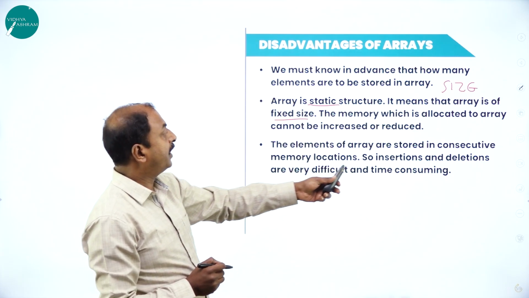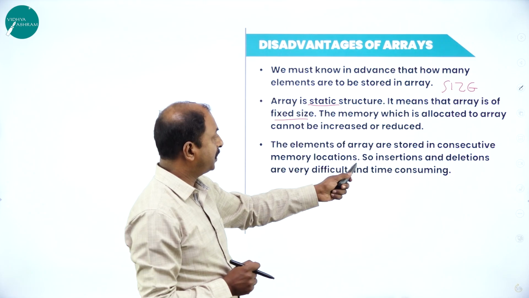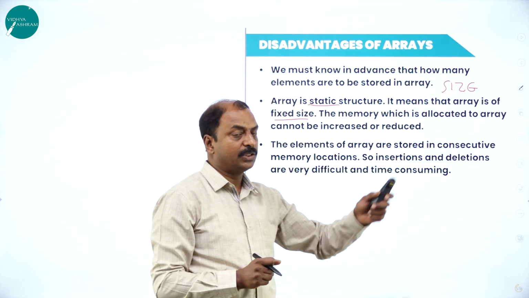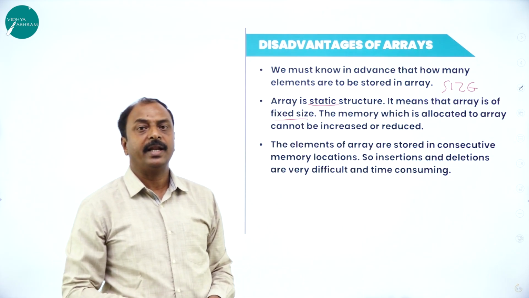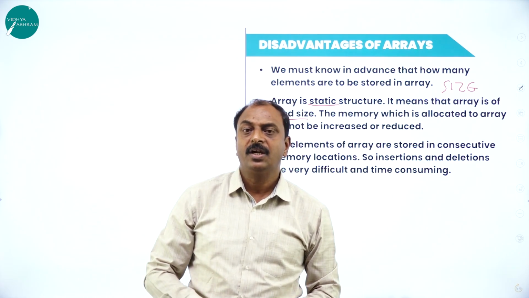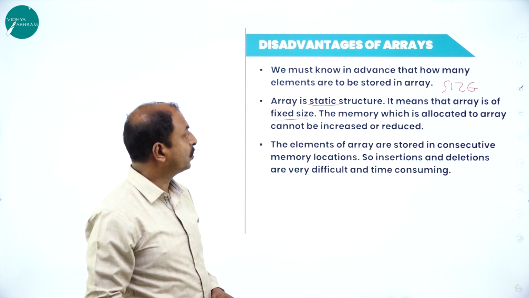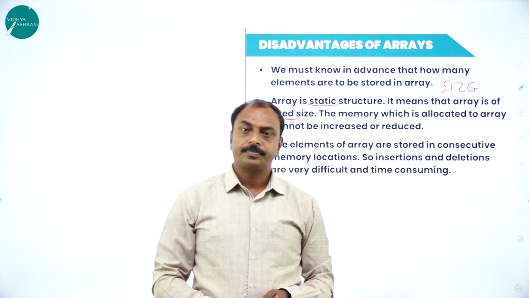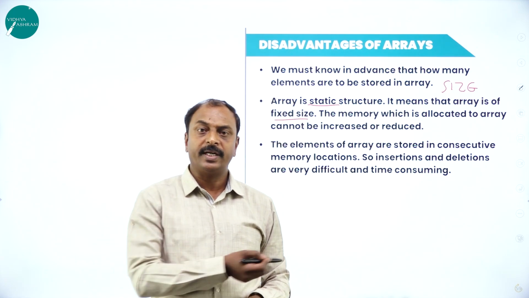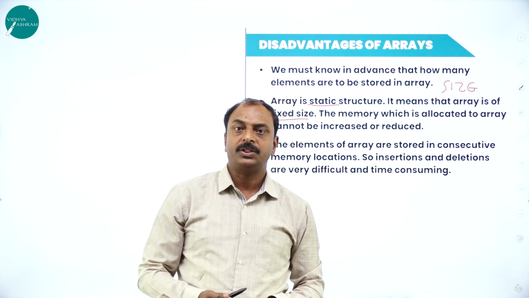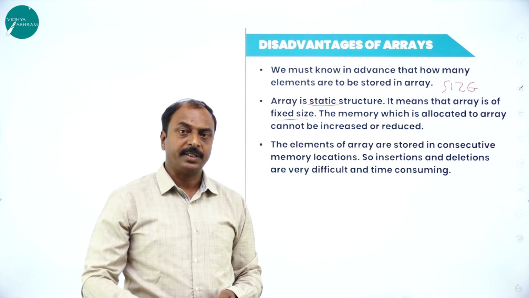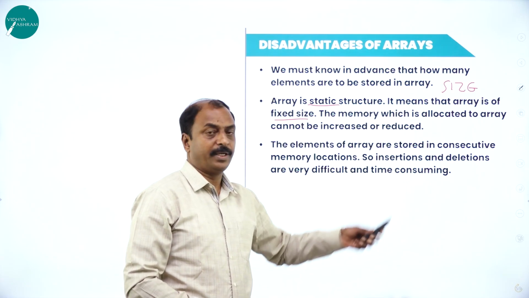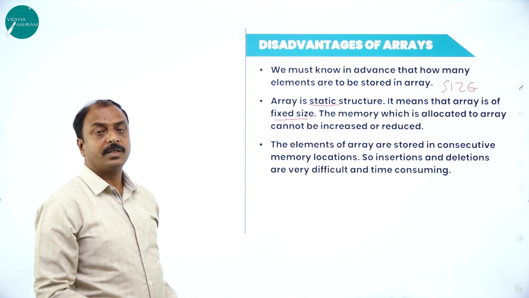Next, the elements of an array are stored in consecutive memory locations, and so insertion and deletion are very difficult and time consuming. All of you know that array is an example of a linear data structure where all data items are stored in consecutive memory locations in definite order. So the operations we have learned in our previous sessions, like insertion, deletion, and other operations, are complex in process and also time consuming. These are the drawbacks of arrays.